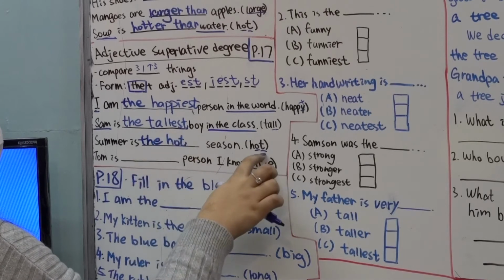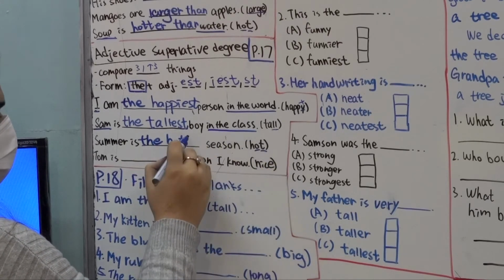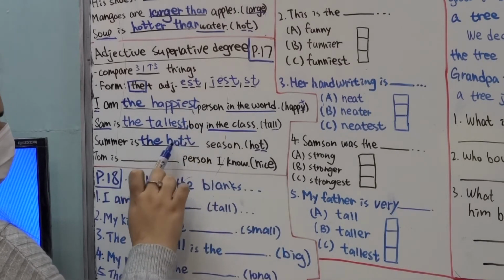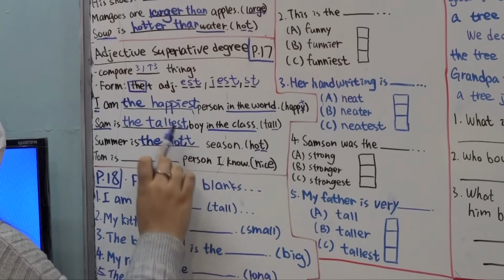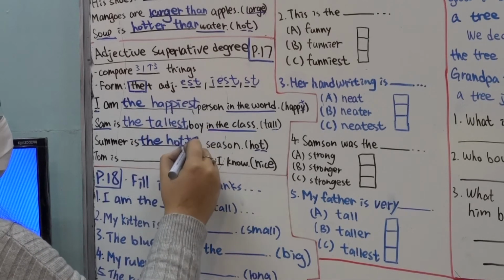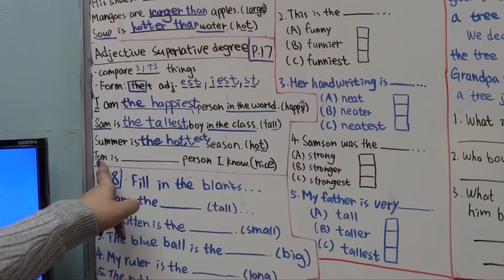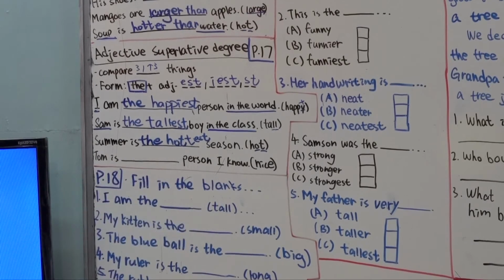If an adjective ends with a vowel and a consonant, we double the end. Okay, double the end. H-O-T becomes H-O-T-T and then E-S-T. Simple as that. You have learned that. Tom is what person I know?